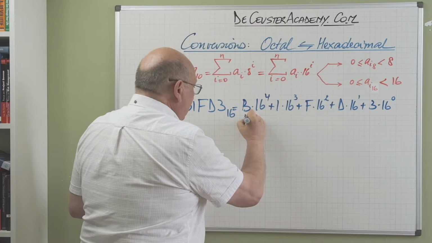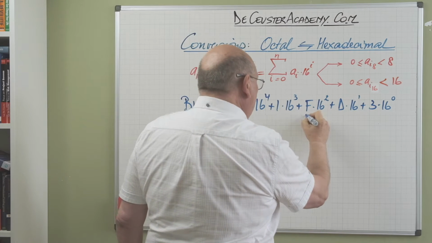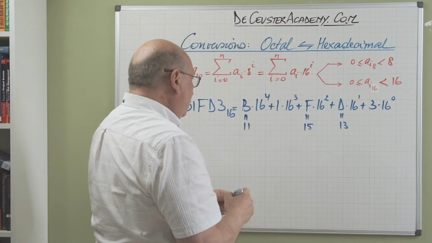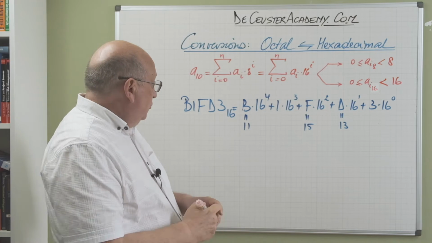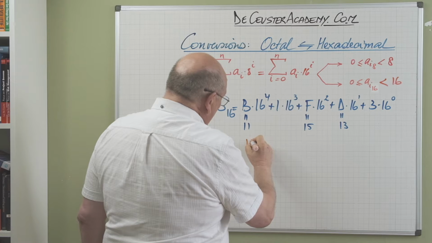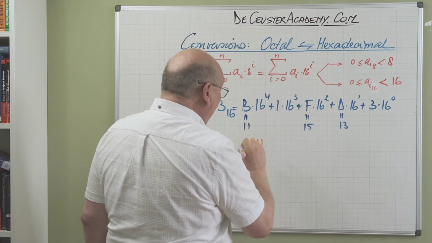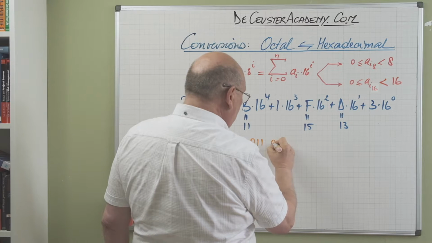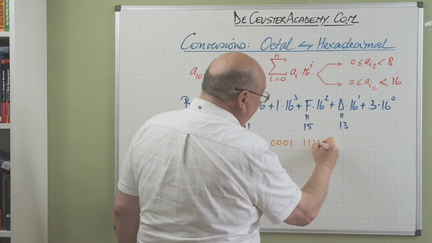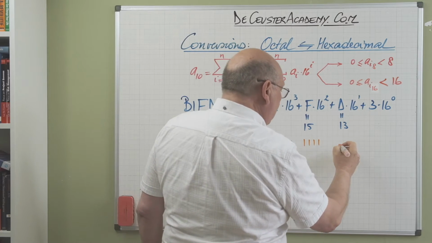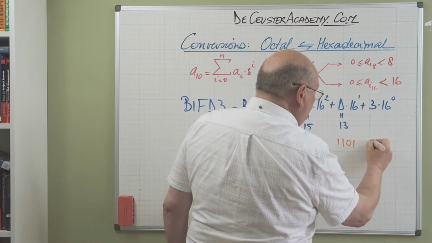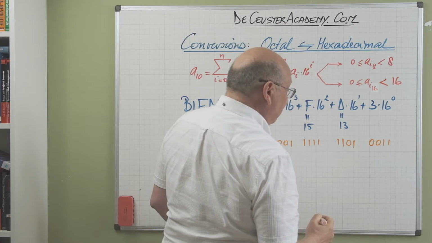We know that B is equal to 11, F is equal to 15, and D is equal to 13. So what are the numbers that we find? Here we find the number 11, which is 1, 0, 1, 1. Then we have 1, which is 0, 0, 0, 1. 15 is 1, 1, 1, 1. 13, D, is 1, 1, 0, 1. And 3, the last one, is 0, 0, 1, 1.